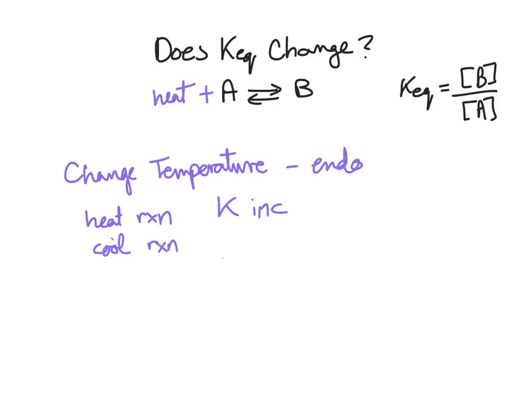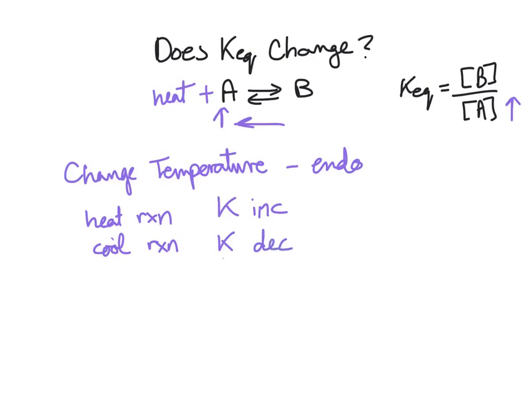Let's look at what happens. If I cool my reaction, I'm removing some of that heat. I'm disturbing my reaction by removing heat. I don't have as much heat now. Which way is it going to shift? It will shift to the left. When it shifts to the left, I make more A. This number increases. Did I make more B? No. So this number is increasing, but this number is not. The value for K will actually change. It will become smaller. So K will decrease.